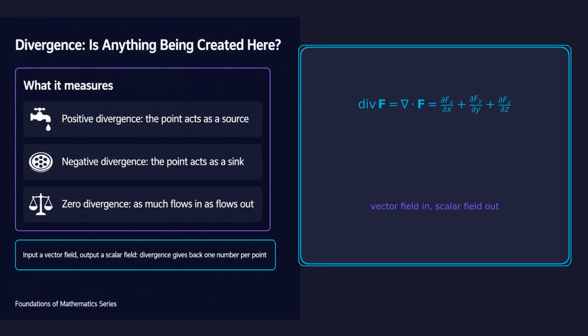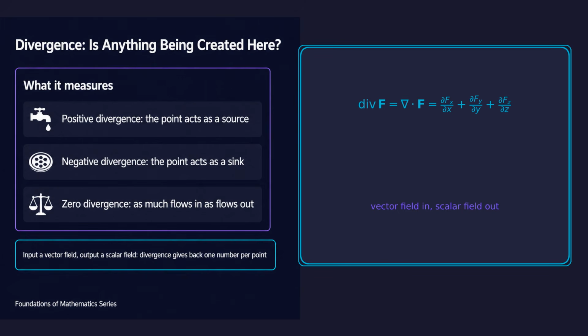The divergence of a vector field f is written nabla.f and equals the sum of the partial derivative of each component with respect to its own coordinate. Notice the types again. A vector field goes in and a scalar field comes out, so divergence gives back 1 number per point. What that number means is the strength of the source of the vector field at that point.